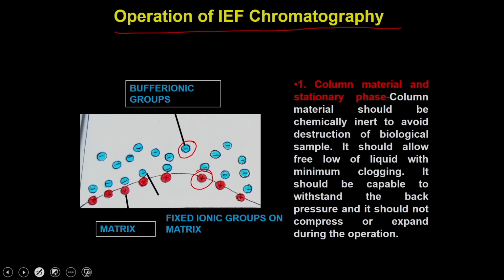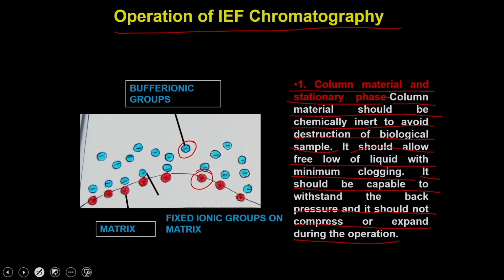In this process of equilibration of the stationary phase, the column material should be chemically inert to avoid destruction of the biological sample, which means the matrix should not react with the biological sample. It should allow the free flow of the liquid with minimum clogging. It should be capable of withstanding the back pressure and should not compress or expand during the operation.